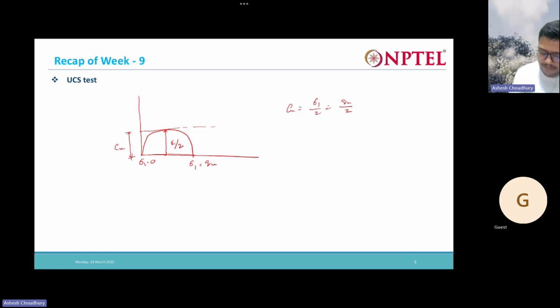Okay, so for purely clay soils, phi is 0. So I will have C, the shear strength, as nothing but Qu by 2.